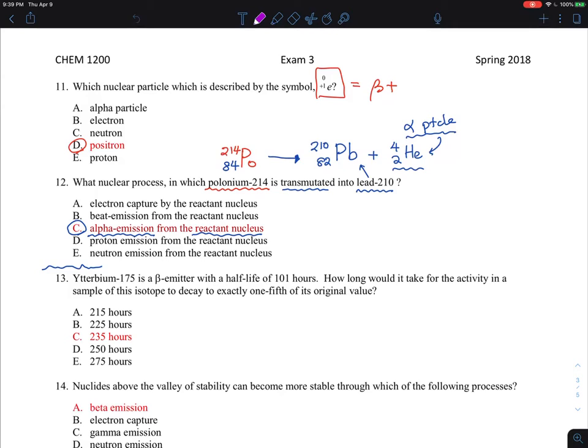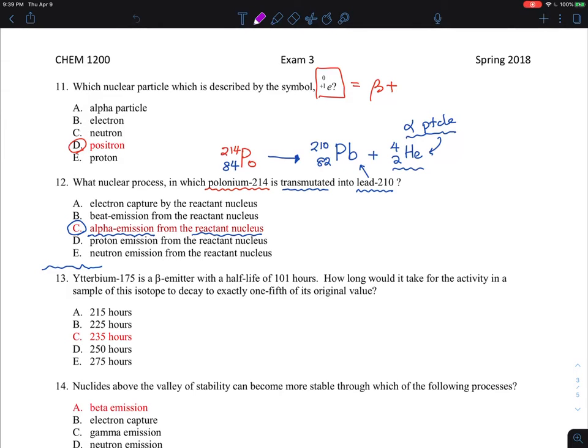Then it is transmuted, which means transformed, to lead. You need to know the symbol for lead, which is Pb. If you look at Pb in the periodic table once more, it's right there. Pb is number 82. So you write 82, and then 210. Then you finish up this arithmetic: 84 minus 82 must be 2, and 214 minus 210 is 4. That's helium.